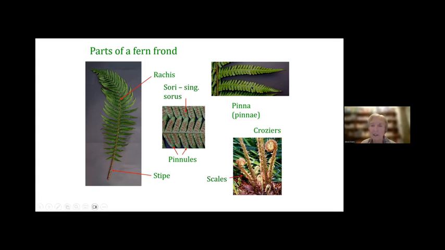Can you see my cursor, Janet? Yes, you can. Lovely. So this is a pinna and these are pinnules. Now, ferns don't have buds. Each frond unfurls from a crosier, and the crosiers are often covered with scales which persist on the stipe of the frond. And underneath the pinnae, often you find the sori, or each one is a sorus, and this is where the spores are made.